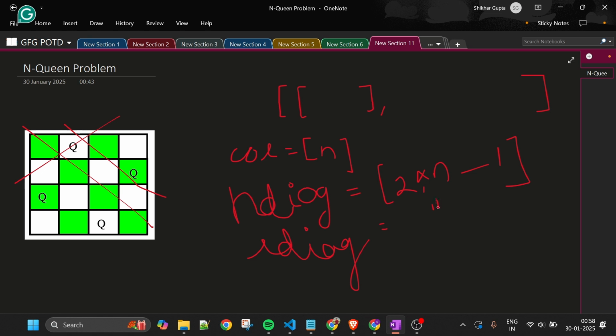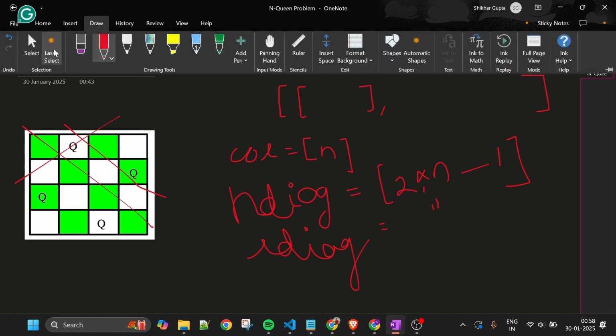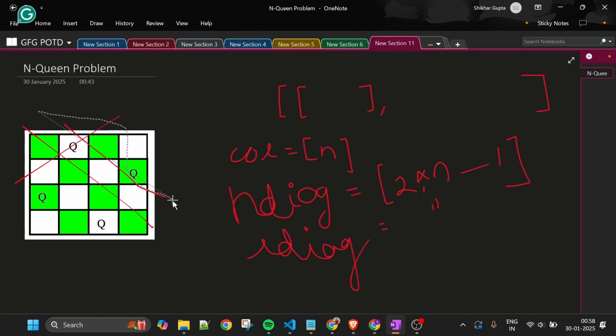Now what I'm going to do is very interesting. Suppose I don't know how many solutions there can be, what possible solutions there can be, so I'm going to follow all the possible cases.